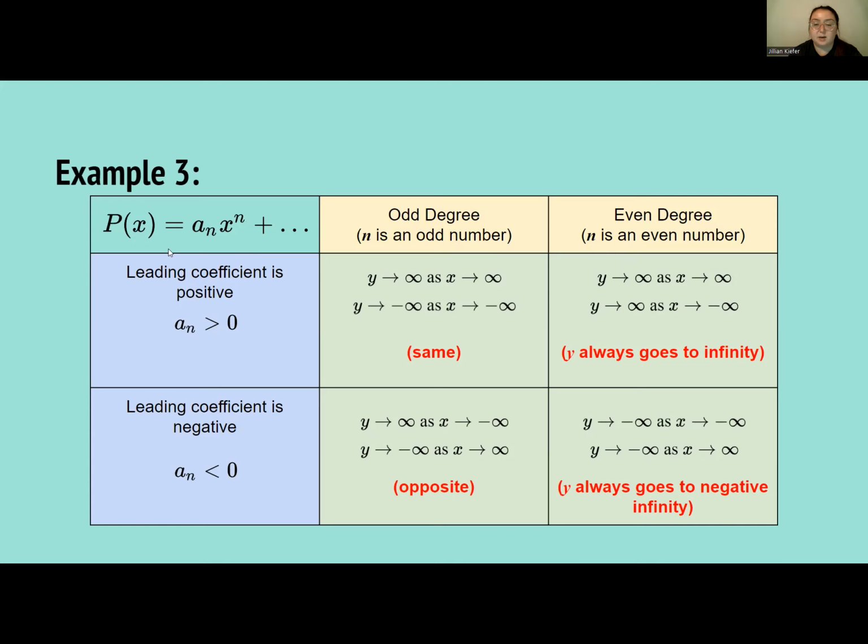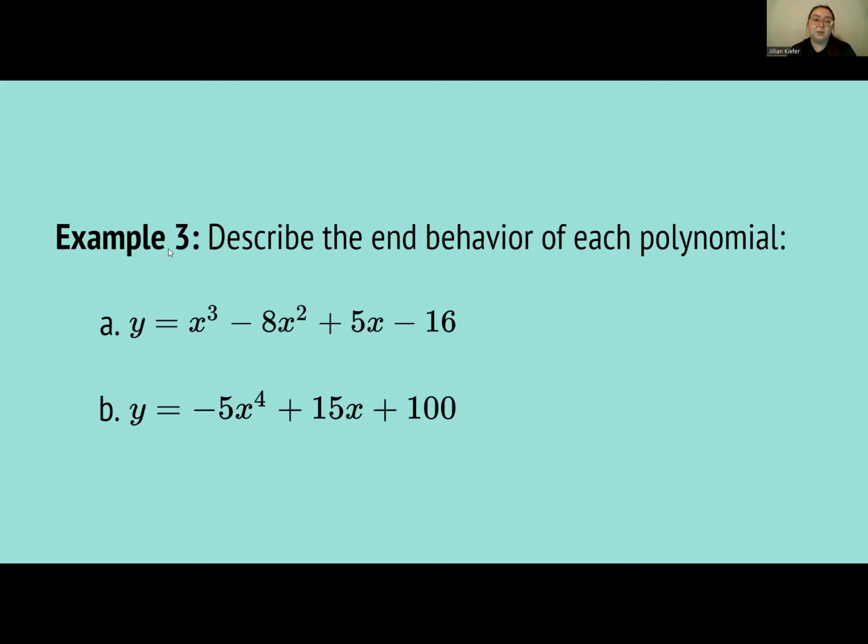So as an example, we go back. We see that example 3, part A, we have y is equal to x cubed minus 8x squared plus 5x minus 16. Remember, the only thing that matters is that very first term. So we only care about x to the power of 3. And if there's no number in front of the x, it technically just means it's 1. So our coefficient is 1, and our degree is 3.